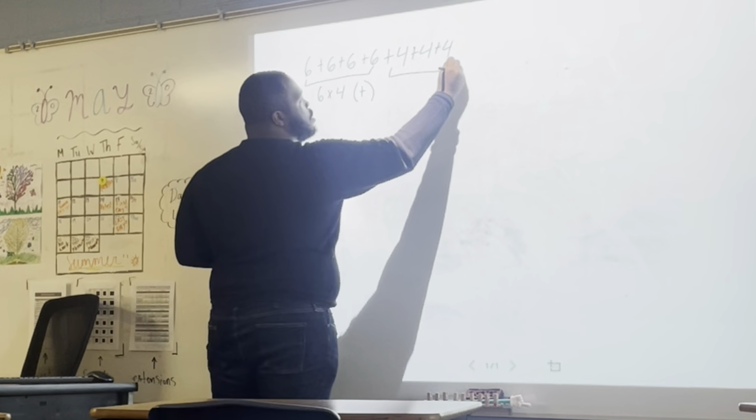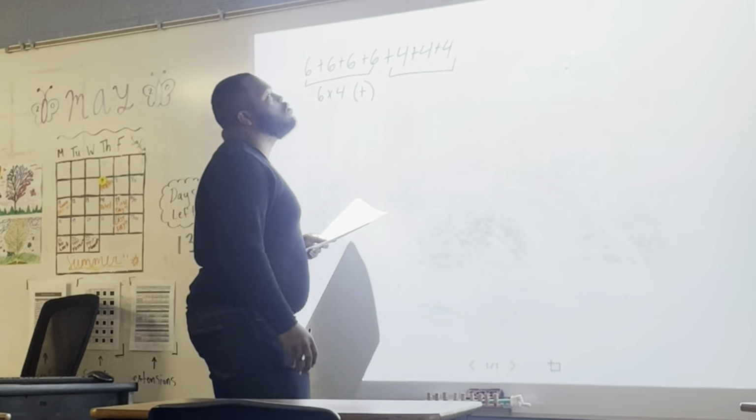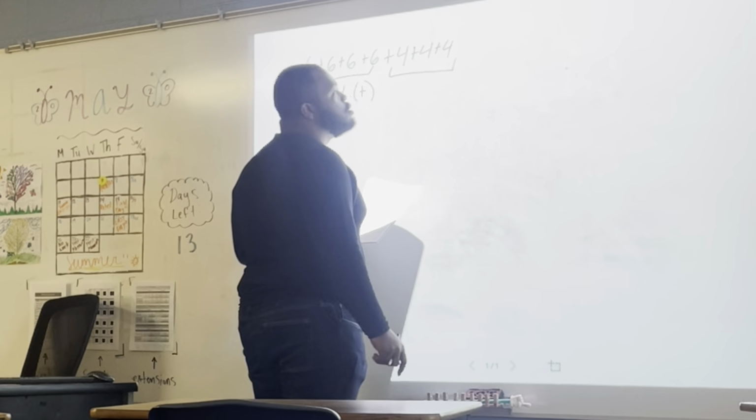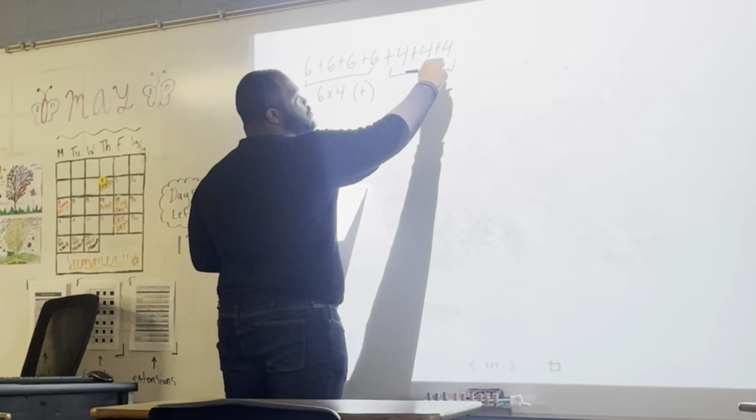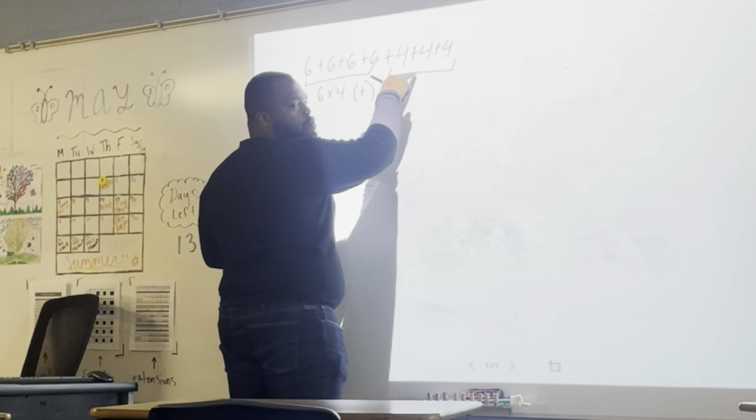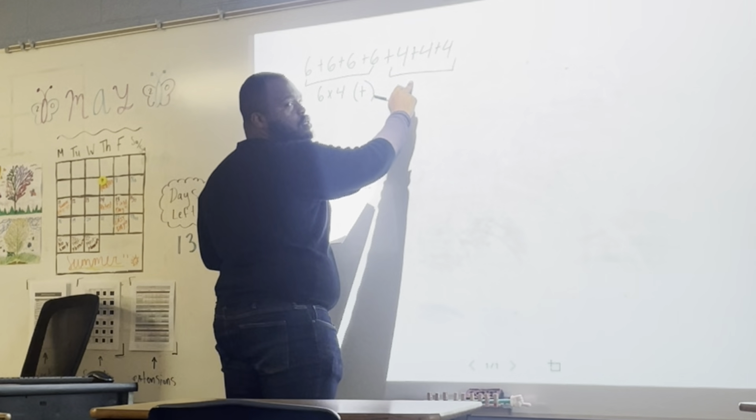Now, if we look over on this side, we have 4 plus 4 plus 4. What does that equal? 12. Yep, 12. So we have 4, 8, 12. What would be the multiplication version of this? 3 times 4. Yep. So therefore, our new expression would be 6 times 4 plus 3 times 4. Y'all see how I got that? And then the whole answer will equal 36.